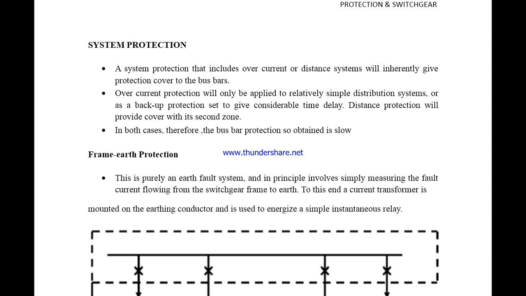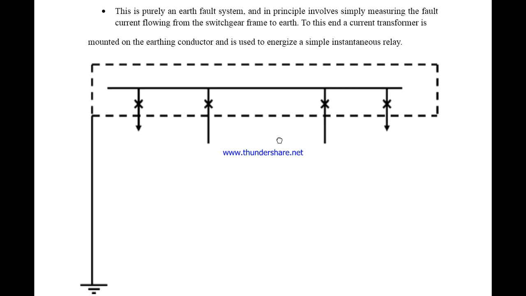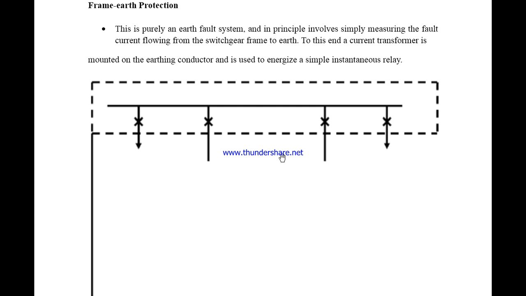While considering frame earth protection, this is purely an earth fault system, and in principle it involves simply measuring the fault current flowing from the switchgear frame to the earth. To this end, a current transformer is mounted on the earthing conductor and is then used to energize a simple relay. Here, how is it?